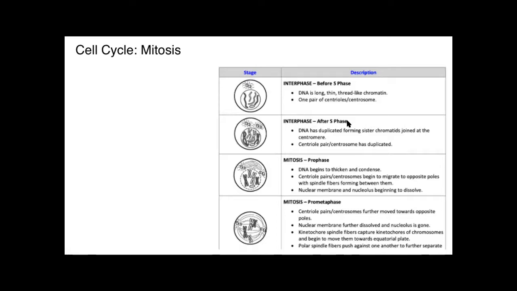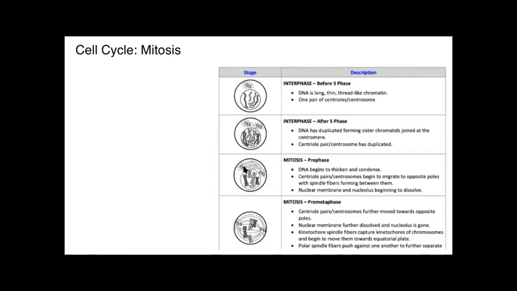And then interphase after the S phase is the DNA has replicated into what we call sister chromatids. That's because they're the exact same DNA. They're just attached to each other at that non-coding region, the centromere. And then the centrioles have actually replicated because you need one pair to go to one side of the cell and another pair to go to the other side of the cell.